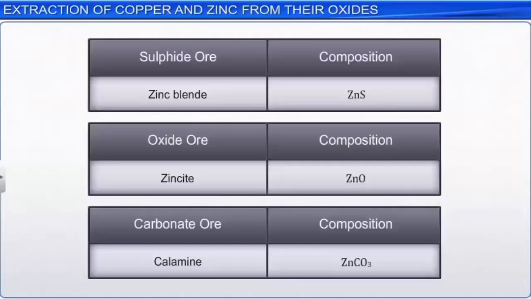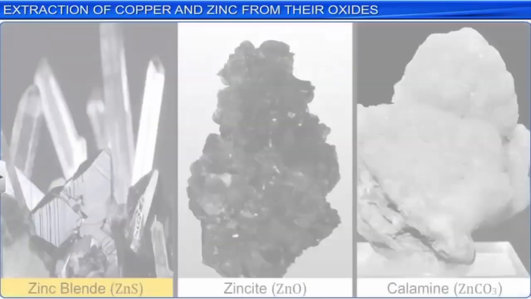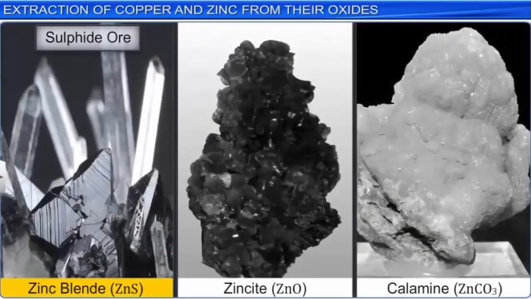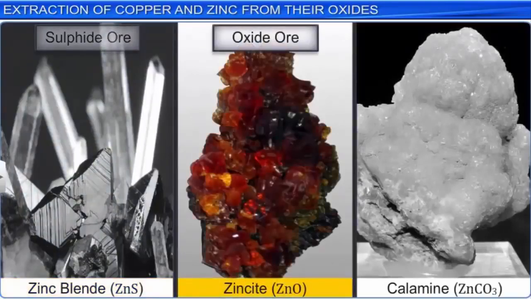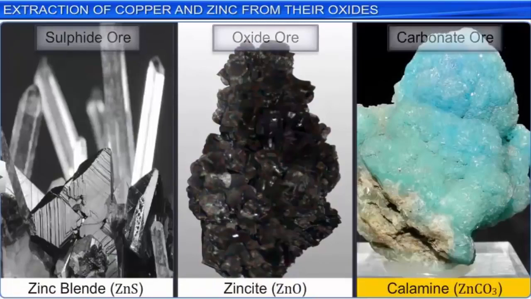Now let us look at the extraction of zinc. Zinc occurs widely in nature in the form of sulfide, oxide, and carbonate ores. Zinc blende is its sulfide ore, zincite its oxide ore, and calamine is its carbonate ore.